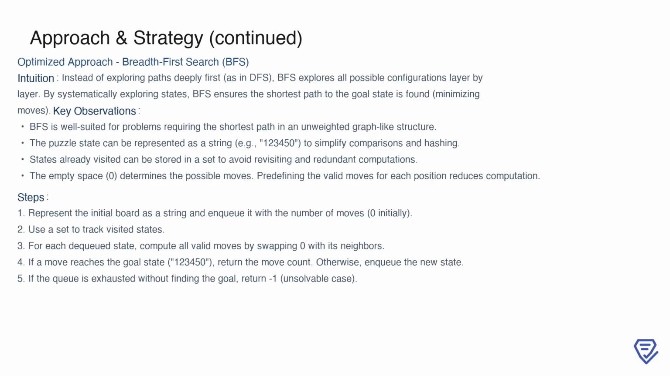For each state queued, we compute all possible valid moves and check if any of these result in the goal state. If so, the move count is returned. Otherwise, the new states are enqueued for further exploration. If all possibilities are exhausted without reaching the goal, the puzzle is deemed unsolvable, and we return -1. This systematic layer-by-layer exploration ensures efficiency and avoids redundant paths.